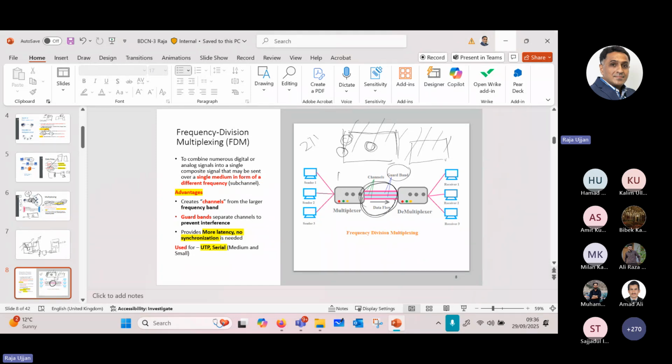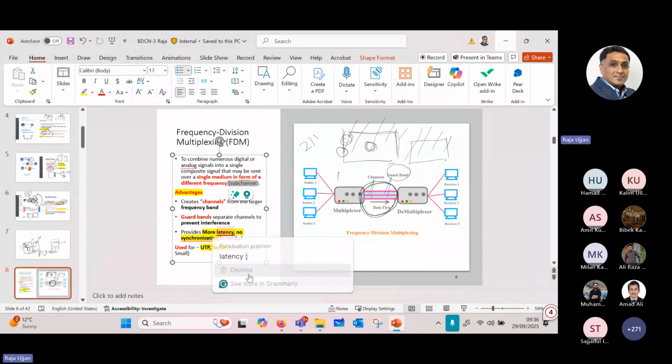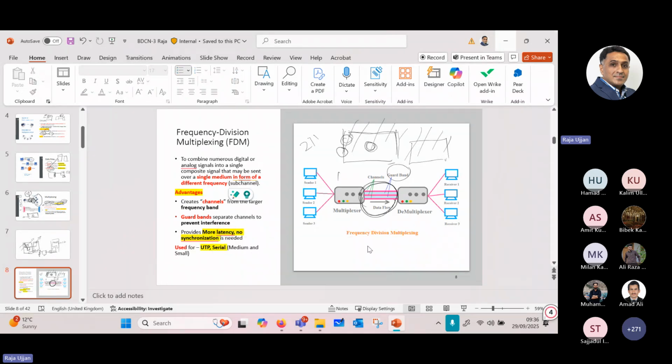So this is all about frequency division multiplexing. A single medium carries different frequencies, and make sure they are sub-channels. Different frequency means sub-channels. Maybe this is a question in your class test, so please be ready. So where are we going to use frequency division multiplexing?